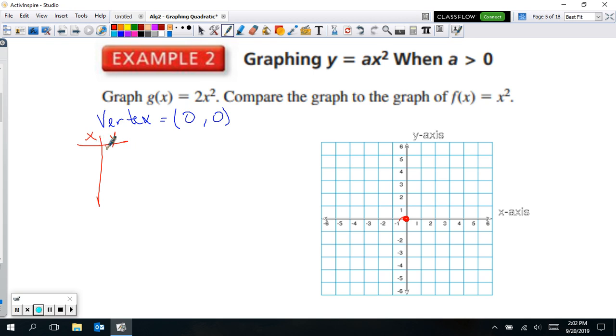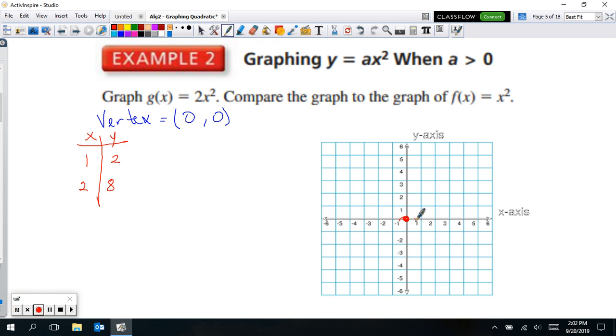We could say, I want to plug in 1 and 2 again. If you plug in 1, 1 squared is 1, then you got to multiply it by 2. Well, that's going to be 2, isn't it? If I plug in 2, 2 squared is 4, and then times it by 2, 4 times 2 is 8. So there's a couple points that you can plot on this graph. But let's look and see how the pattern would work.